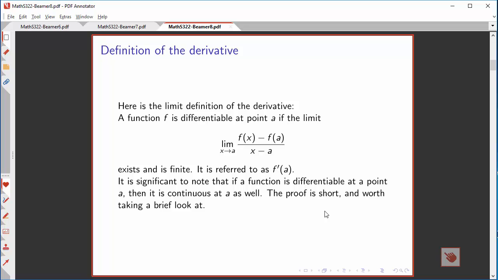If a function is differentiable at a point, it's continuous there also. The proof is very easy, but the result is surprisingly useful, and we'll want to have a quick look at the proof.